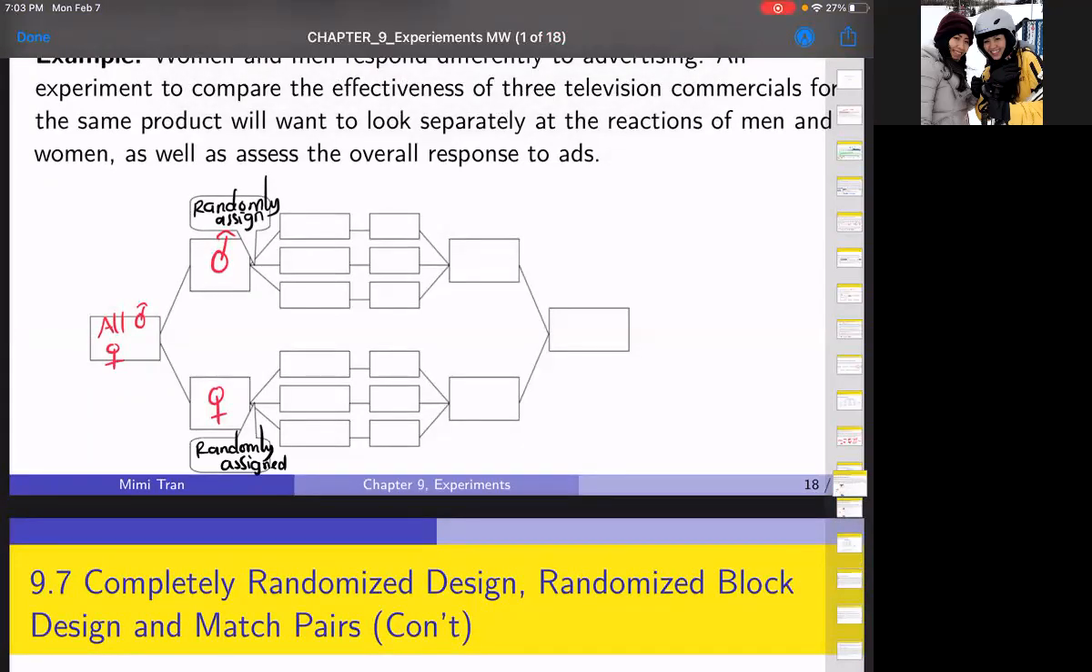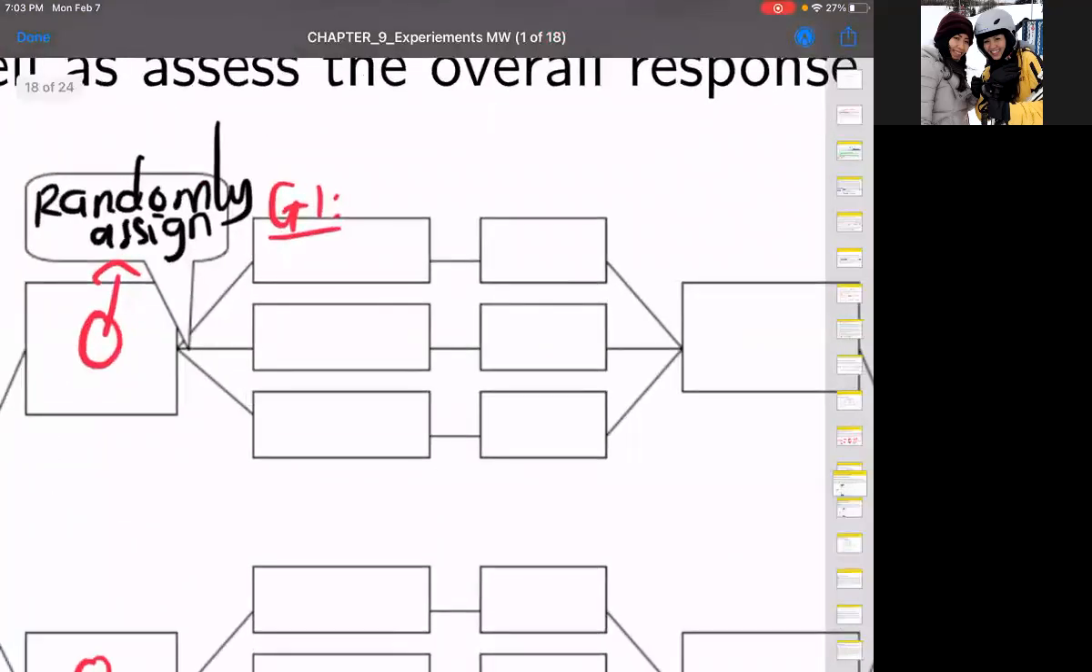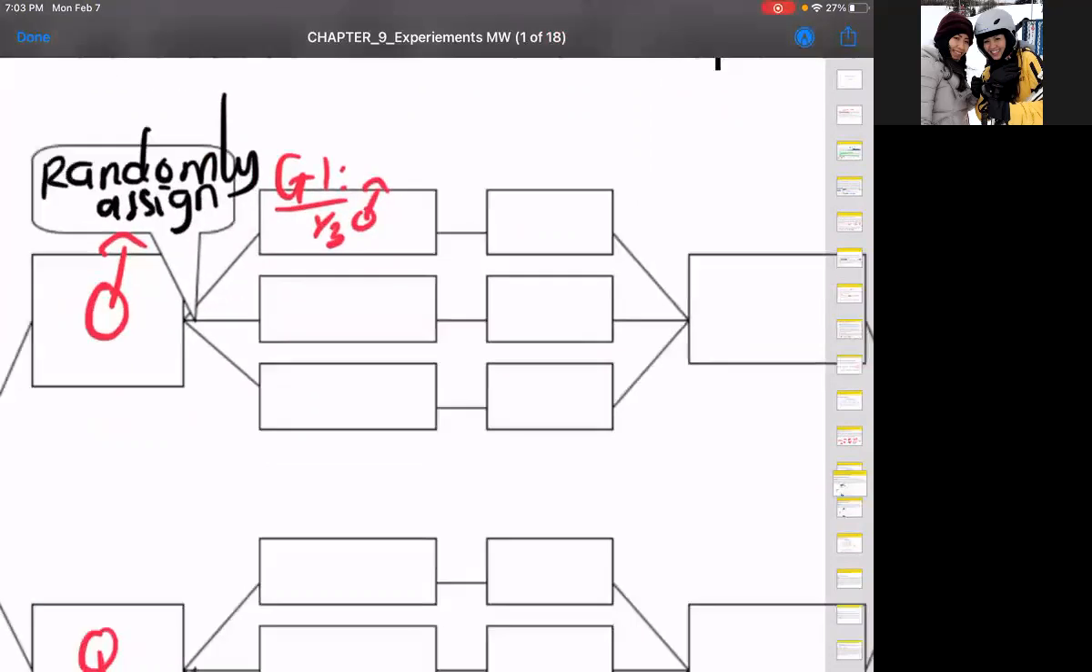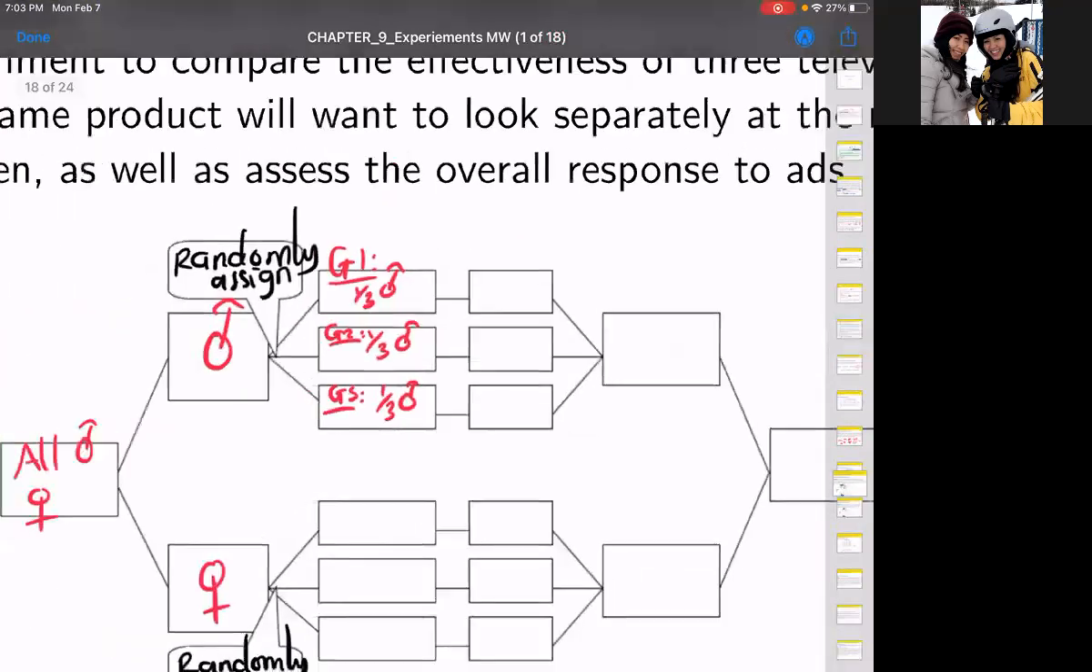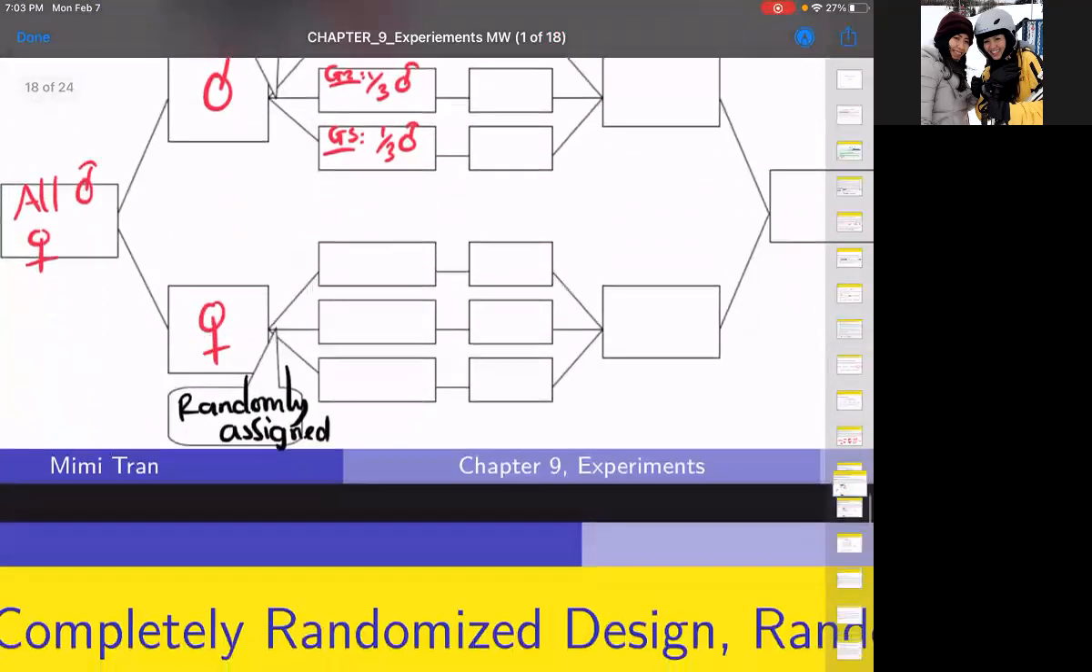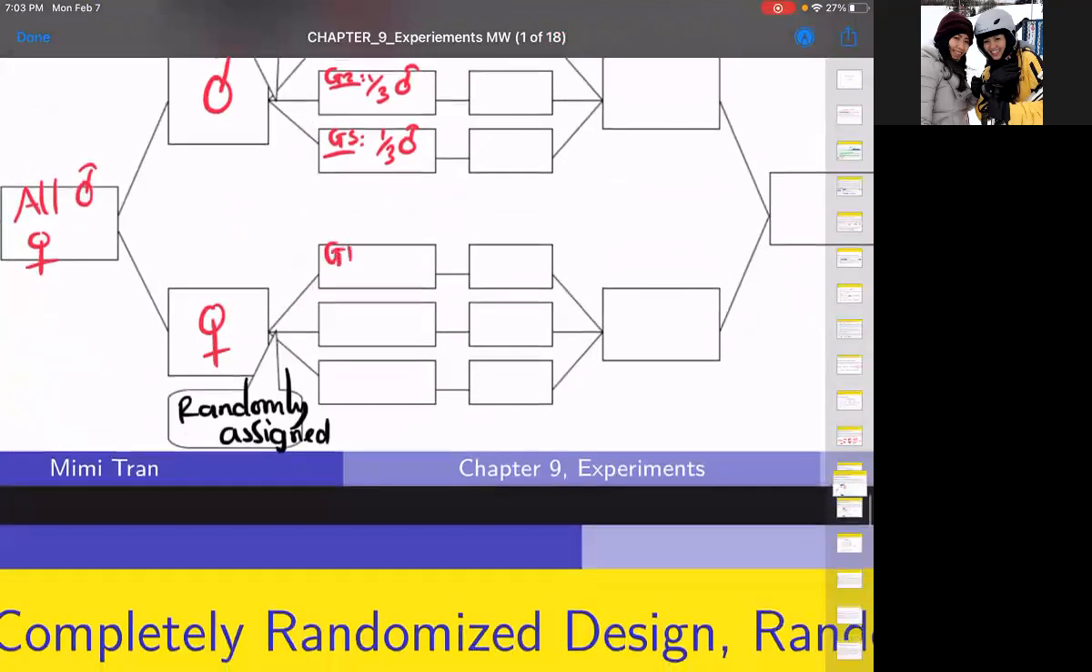Yeah, G1, I don't have space. So G1, one-third women. Oh, right, men first, one-third men. And then group 2, what? One-third men, right? And then group 3, one-third men again. All of them add up to 1. And then women, same thing, right? Within the woman block, group 1, one-third women. Group 2.